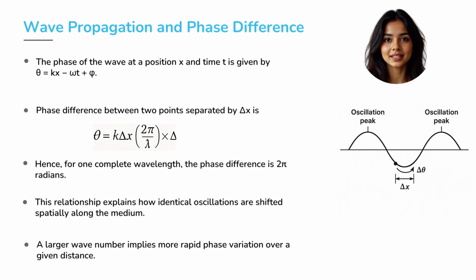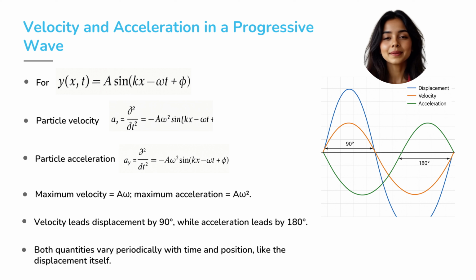That means, if 2 points are one wavelength apart, their phase difference is a complete 2π radians, one full cycle. In a wave, as we move along the direction of propagation, this phase difference builds up smoothly. It's how the wave keeps its shape while moving forward. Now here's the fun part. Not only do particles move, they move fast and change speed.